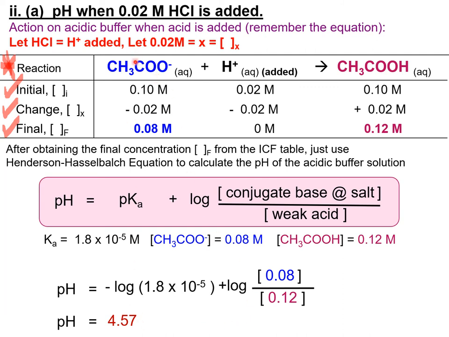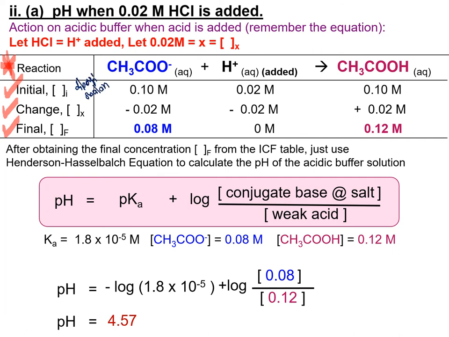Okay, because dalam soalan dia ada bagi tahu concentration of CH3COONa adalah 0.1. So, we can just assume concentration of the salt is just the same as the concentration of the conjugate base, which is 0.1 molar. And how about the concentration of HCl yang added adalah 0.02 molar. And concentration of weak acid CH3COOH ni initially ialah 0.1. Ni pun dah dibagi given in the question. So, kiranya nilai initial ni semuanya nilai yang dah dibagi dalam soalan.